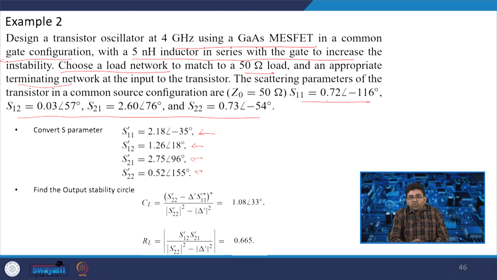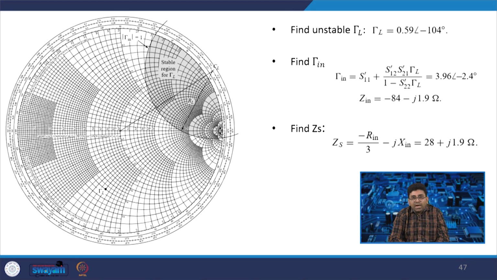So, what we need to do is find the output stability circle. Based on this S parameter, you will get the output stability circle CL and RL. We already have studied how CL and RL can be found. So, based on the S parameters, you can find the value of CL and RL. Once you have found CL and RL, you can denote the stable and unstable regions.